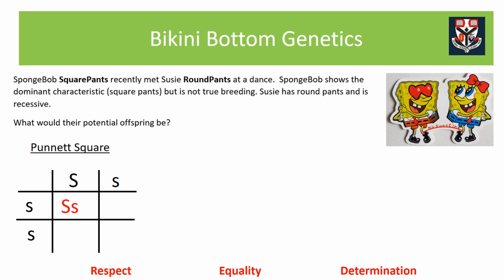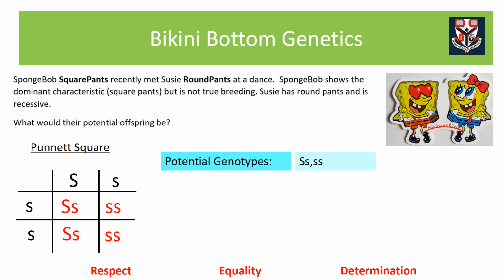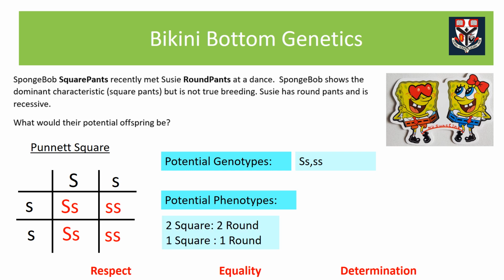We match genetic information from SpongeBob with Susie in each of the squares. So big S from SpongeBob, small s from Susie gives this offspring the genotype big S, small s. Continuing through the Punnett square, you match top and side for each of the boxes. This would give us the possible genotypes of big S, small s and small s, small s. That would give us the possible phenotypes of 2 square to 2 round. We can simplify this to 1 square to 1 round.